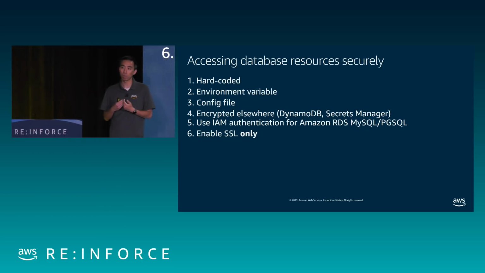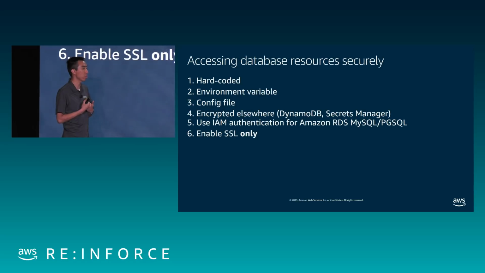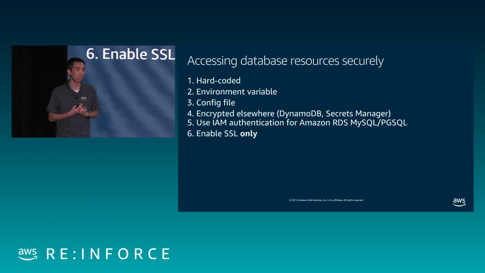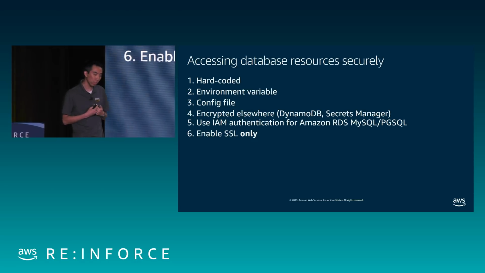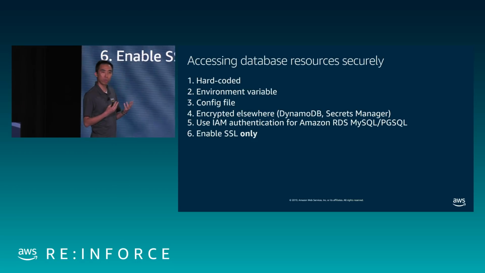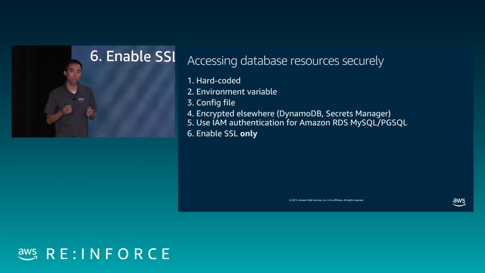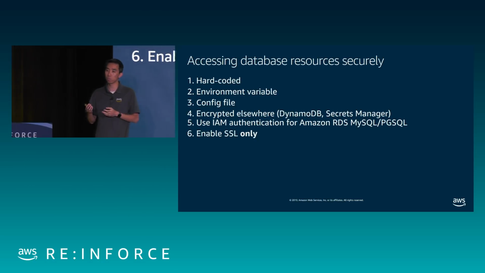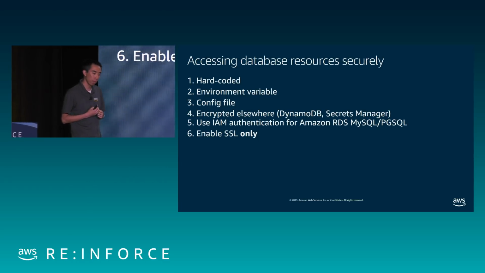Lambda environment variables are integrated with KMS out of the box, so you can encrypt and protect your secrets. You can even change those secrets easily. So it's really easy to manage your secrets that way. Number 3, 2 and 3 are kind of very similar in terms of security posture. You could externalize your database secrets, put them in a config file, encrypt and decrypt them when you need to.